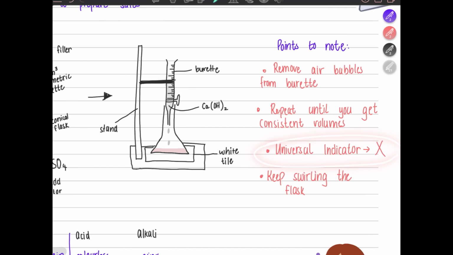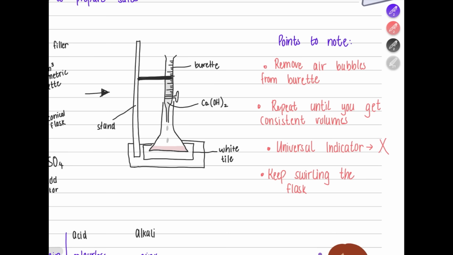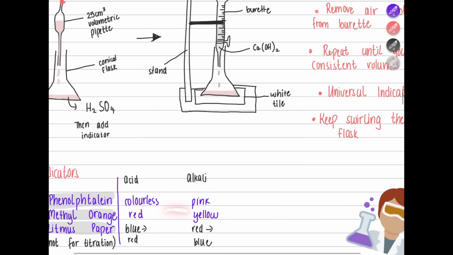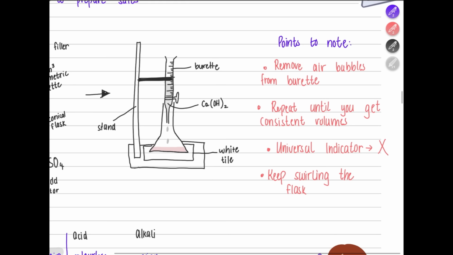Why not? Because universal indicator changes colors so many times, from very acidic to neutral, so it's very hard to know the end point. End point is where one more drop of the base is going to cause a sharp change. For example, here we can easily identify it, and then we can measure the volume on the burette.